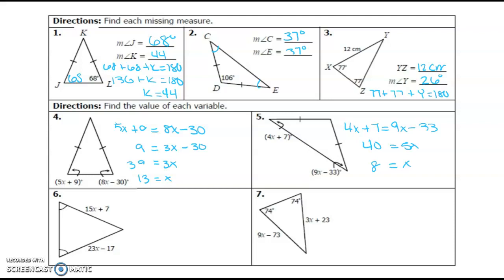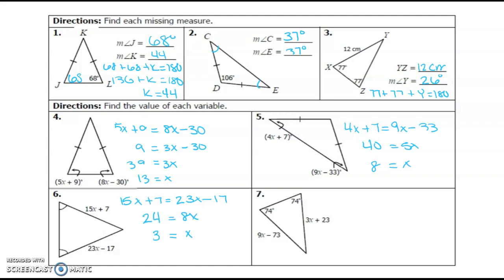For number 6, you know again that those two sides are equal. So now we're talking about side lengths instead of angles, but we know that those two side lengths are equal because those two angles are equal. And so you set them equal to each other, solved for x, and got x equals 3.